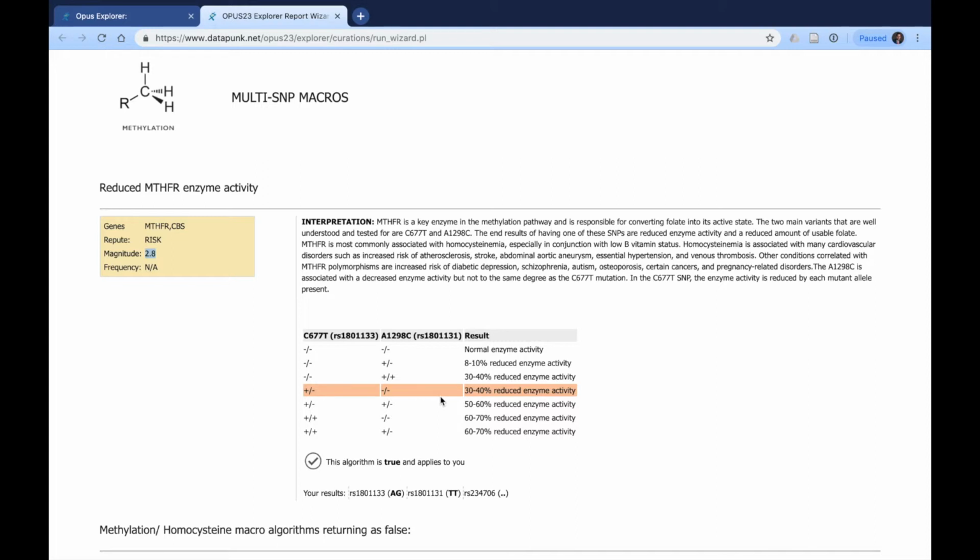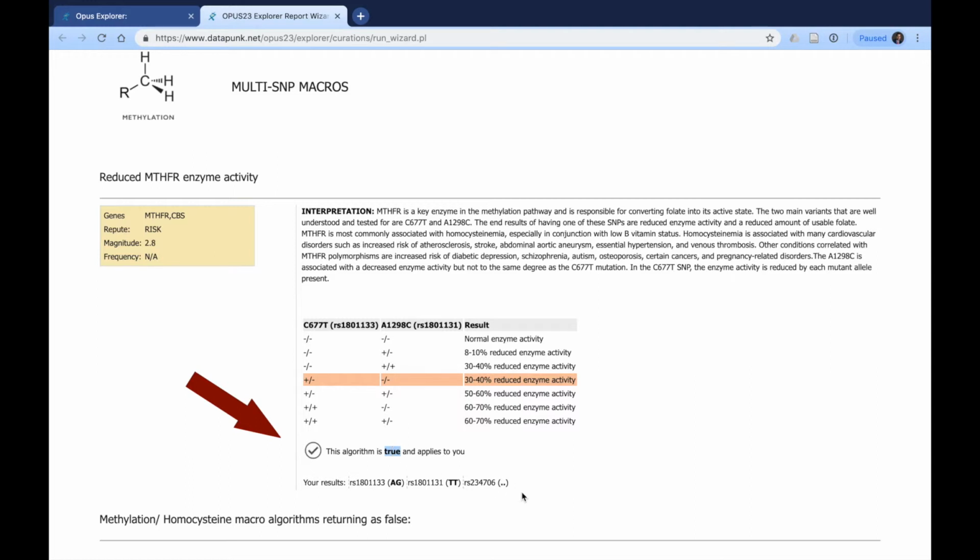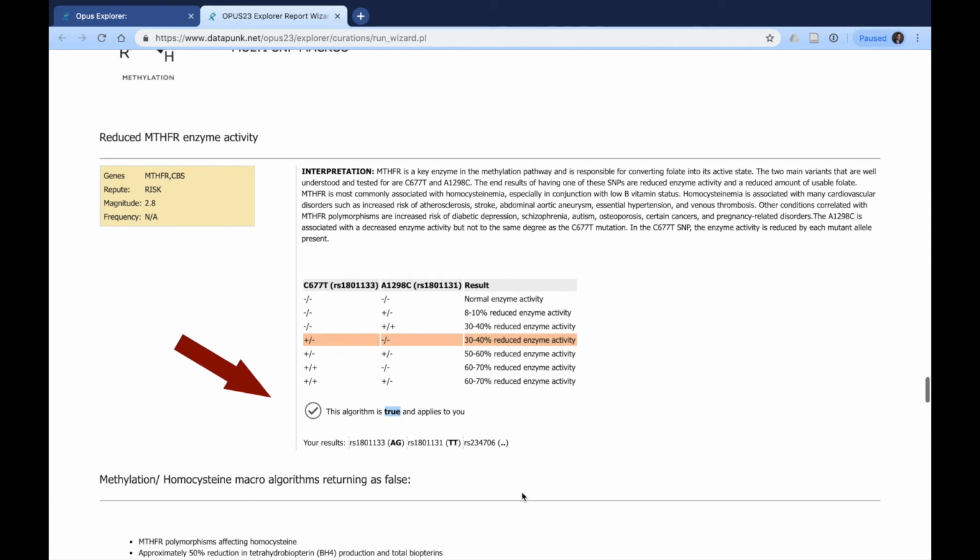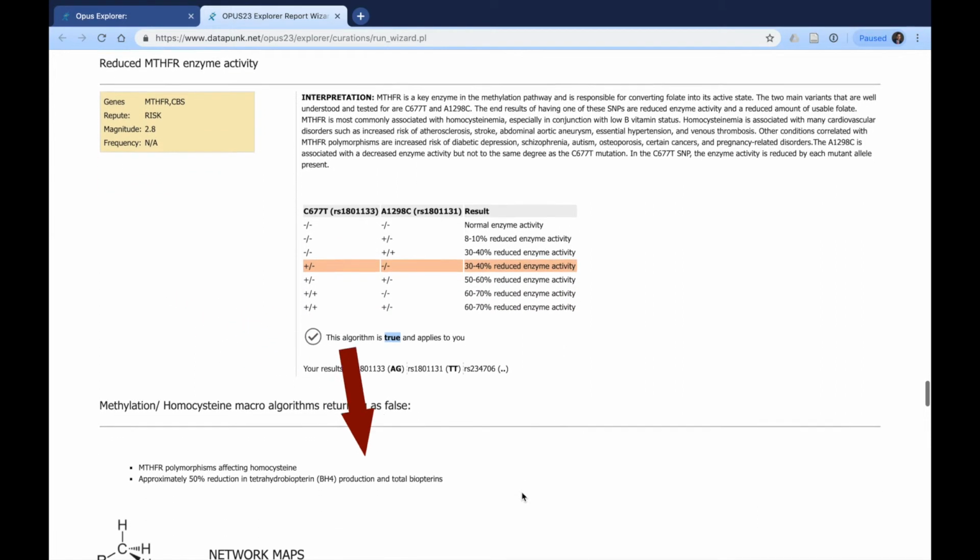And really, there is no upper or lower limit. It really depends on the context of the individual and based on other algorithms that we're going to be seeing moving forward. And again, it tells you that this is true for the patient. So this is accurate. This is not false, which means this is something that we want to take action on.